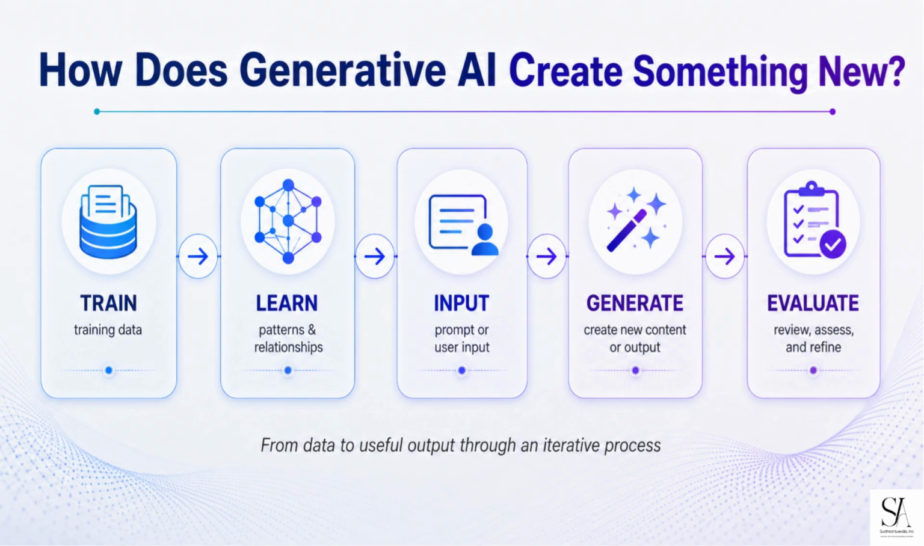At a broad level, we can understand generative AI through 5 stages: training data, learning patterns, receiving an input, generating an output, and evaluation and improvement. Let us look at each of these in turn.